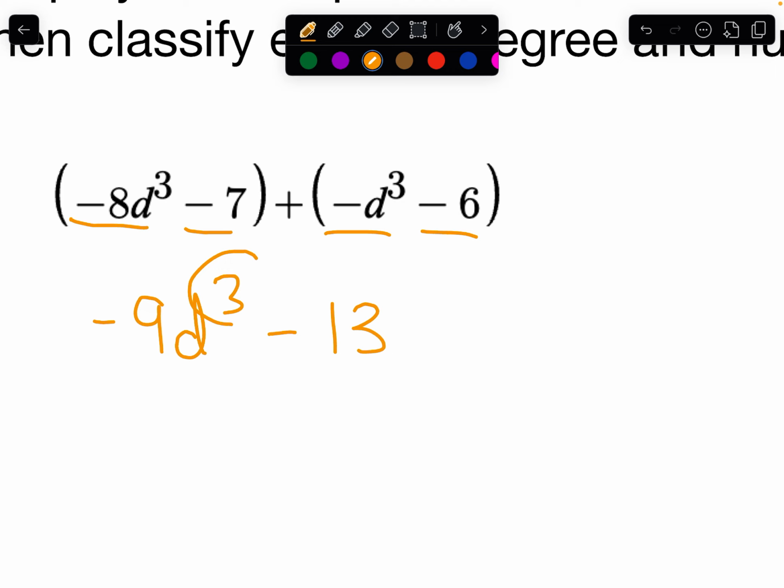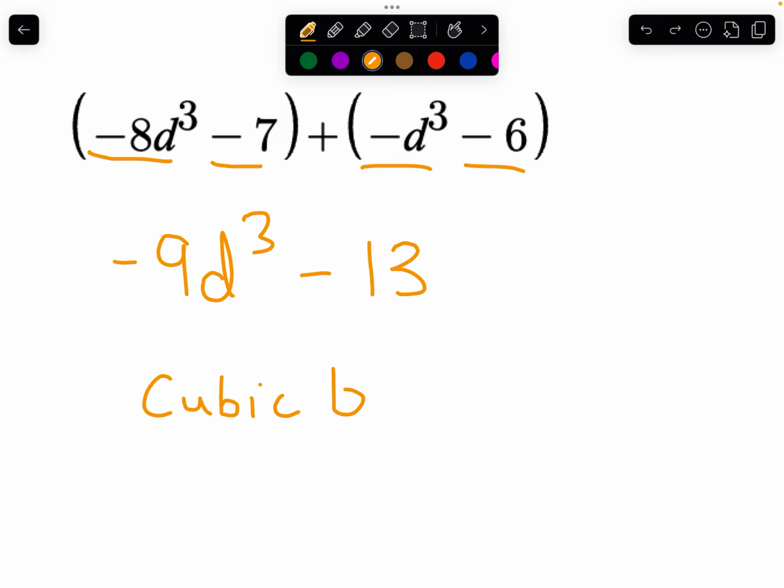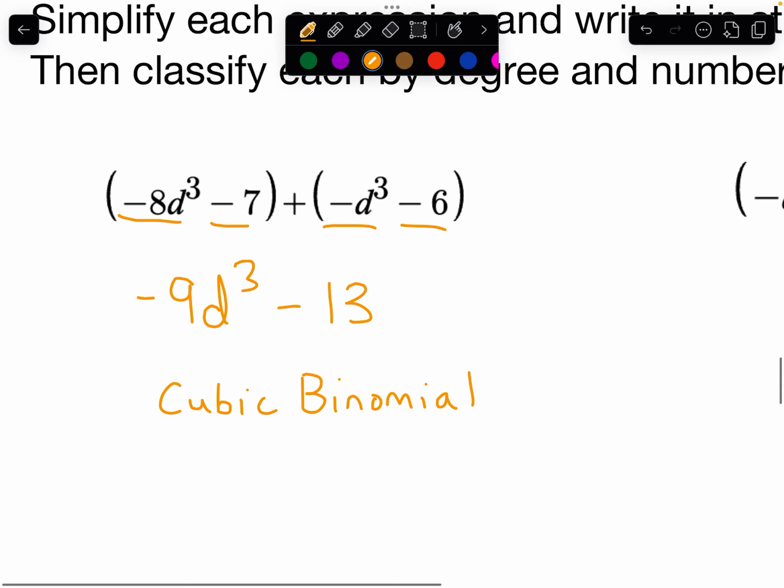The highest exponent we see here is 3, and a polynomial of degree 3 is considered to be cubic. Now, based on the number of terms, this polynomial has 2 terms. Think of the prefix bi, like a bicycle with 2 wheels. This is a cubic binomial. Cubic is the adjective here, binomial is the noun. To say binomial cubic would be a little bit strange. This is a cubic binomial.